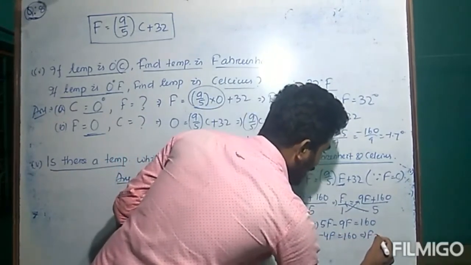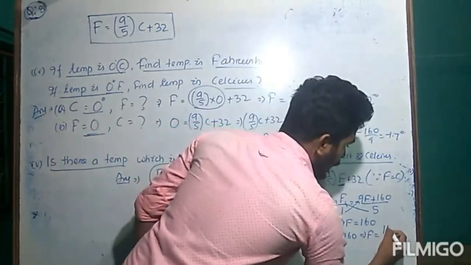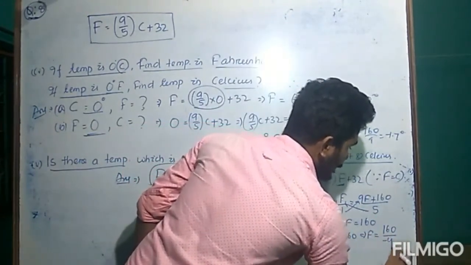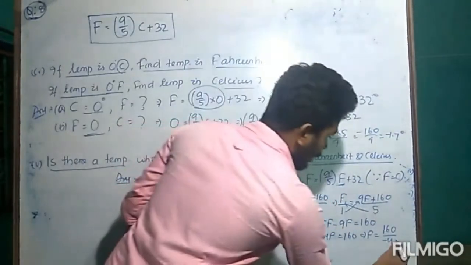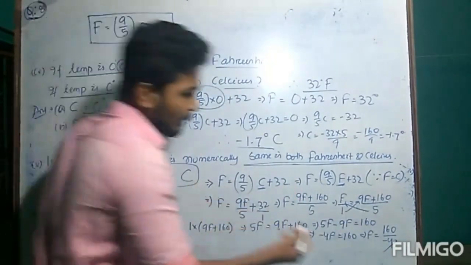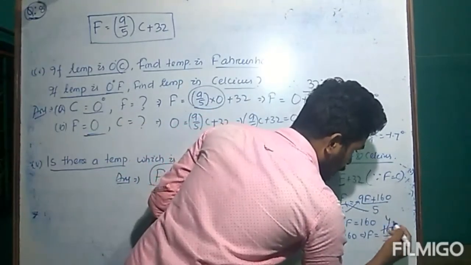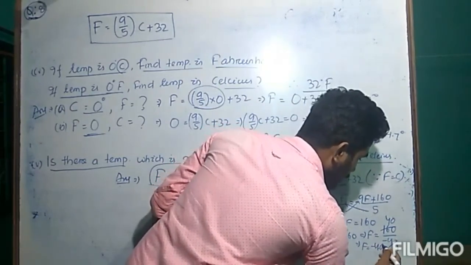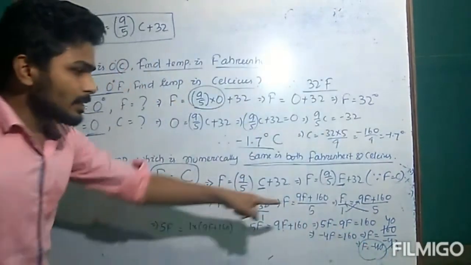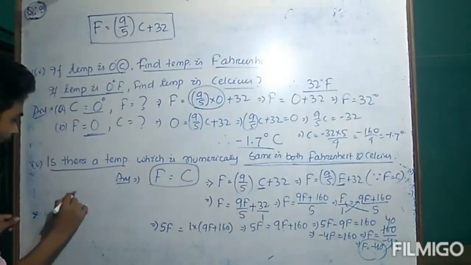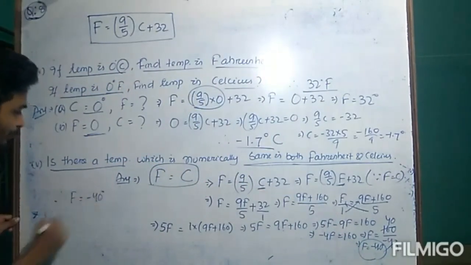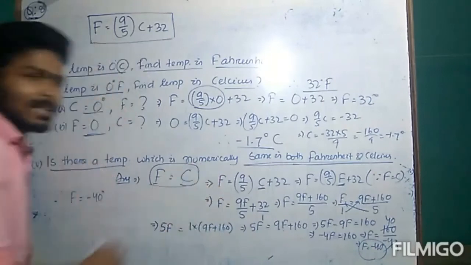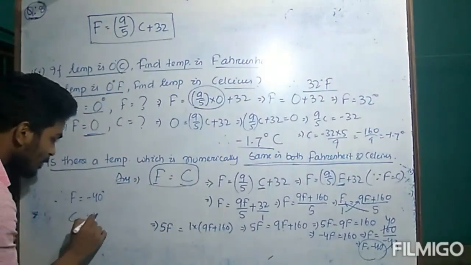Then find the value of F. F will be 160 divided by minus 4. Carefully watch the calculation. Okay, 4 1s are 4, 4 4s are 16, 0. So you get F is equal to minus 40. Okay, so we get F is equal to minus 40 degree, and we know F is equal to C. So C will become also minus 40 degree.